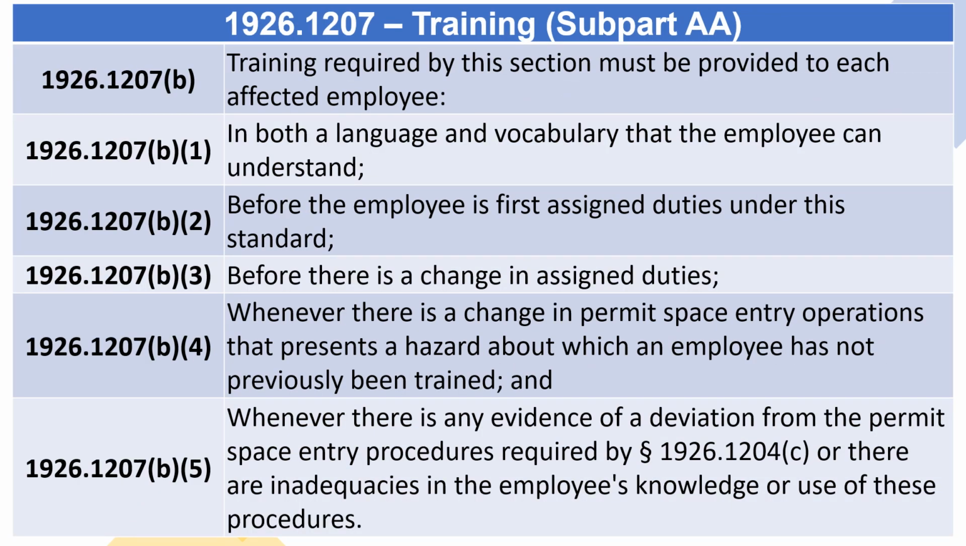1926.1207(b): Training required by this section must be provided to each affected employee. 1926.1207(b)(1) through (b)(5): in both the language and vocabulary that the employee can understand, before the employee is first assigned duties under this standard, before there is a change in assigned duties, whenever there is a change in permit space entry operations that presents a hazard about which an employee has not previously been trained, and whenever there is any evidence of a deviation from the permit space entry procedures required by Section 1926.1204(c), or there are inadequacies in the employee's knowledge or use of these procedures.